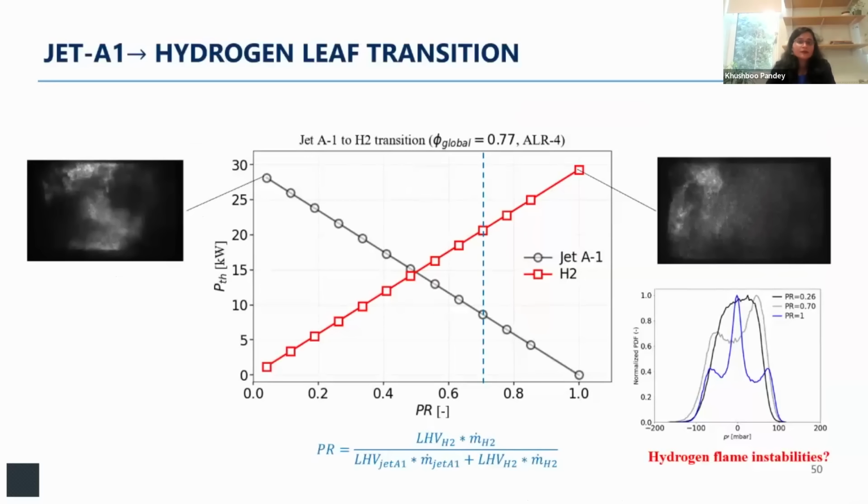So currently, we are working on Jet A1 to hydrogen leaf transitions, which is essentially the first video that I showed, where we are increasing the power of hydrogen and decreasing the power of kerosene at the same time. These are very recent results, and we are still in the process of analyzing and understanding them. But what I want to show here is that the leaf concept works very well, and we tend to have stable operations for the jet fuel and hydrogen fuel.